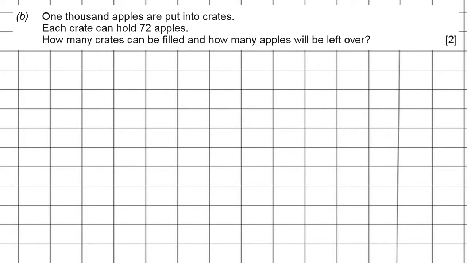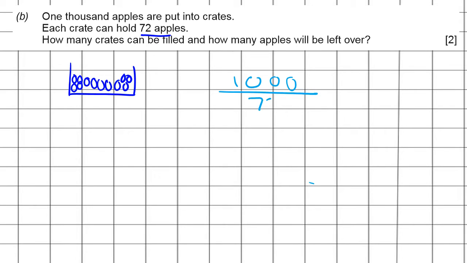1,000 apples are put in a crate. So there's our crate. Lots and lots of apples, over 1,000. Each crate can hold up to 72 apples. How many crates can be filled, and how many apples will be left over? So we've got 1,000 apples divided by 72. That gives us 13.8 recurring. We can't have 0.8 of a crate, and therefore we round down. So 13 crates.